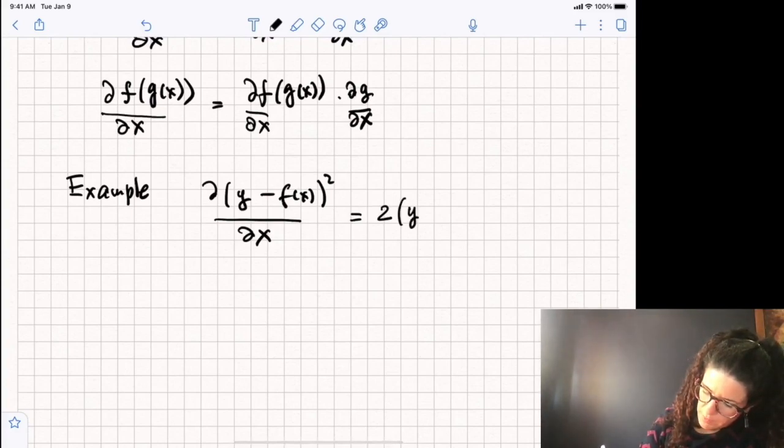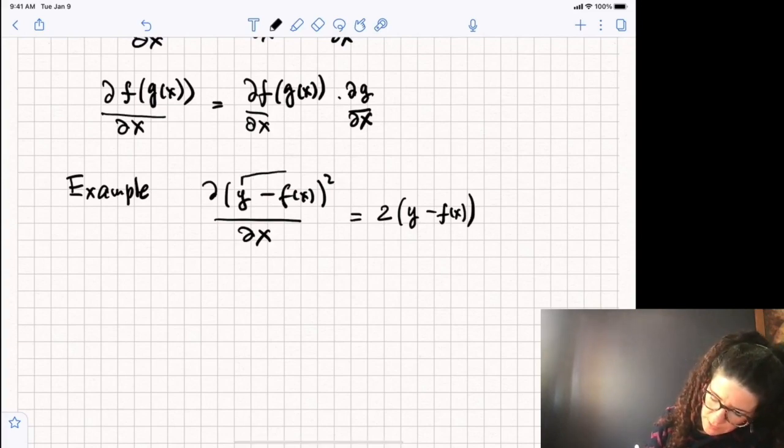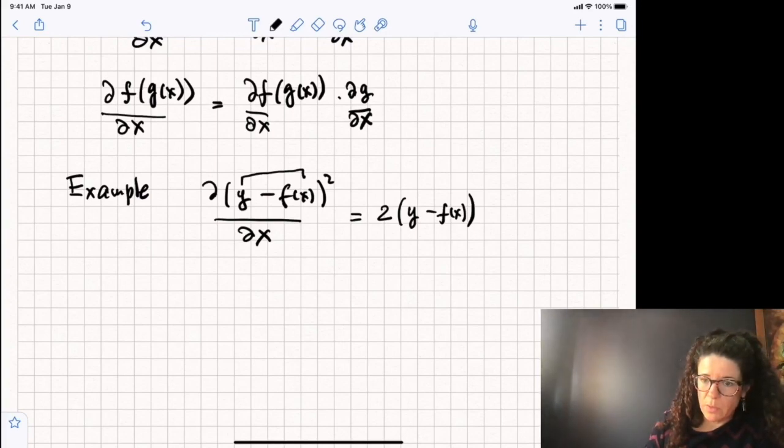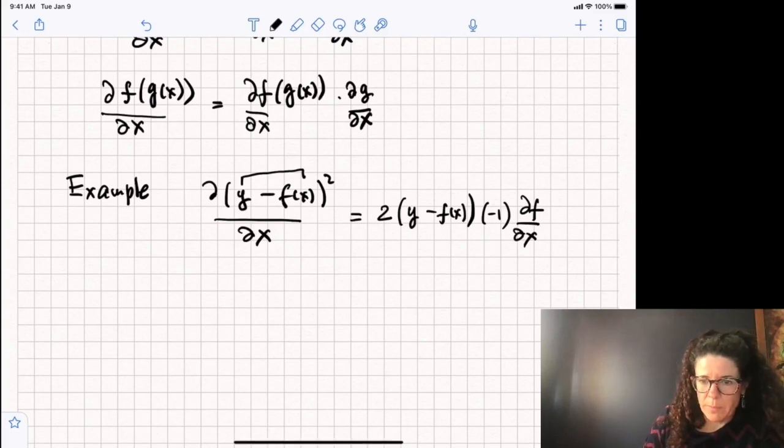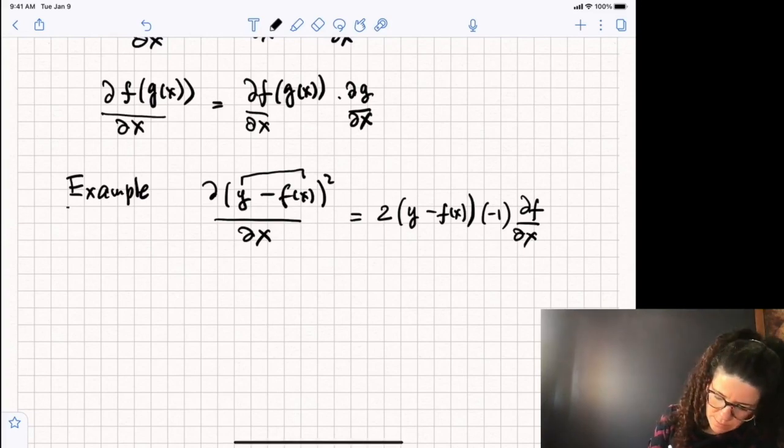So I'm going to have a 2, times y minus f of x. That's the derivative of the outer part. Then I take the part inside and differentiate it with respect to x. There is a y, which doesn't depend on x; it's not a function of x, it's a fixed number. Then minus f of x. What's the derivative of minus f of x with respect to x? There is the minus, and then f prime of x. Okay, I think this is going to be useful for you guys later on. So this is an example.